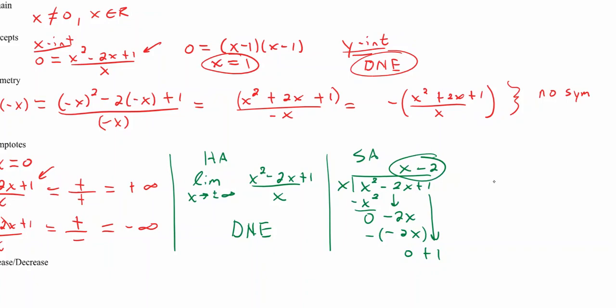So we have a slant asymptote at y is equal to x minus 2. That'll be helpful when we're sketching this guy.